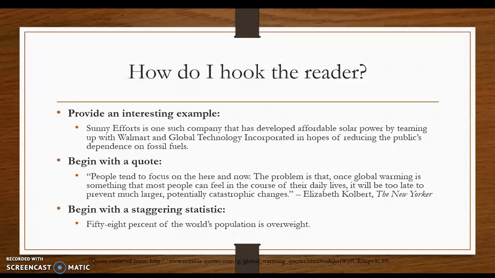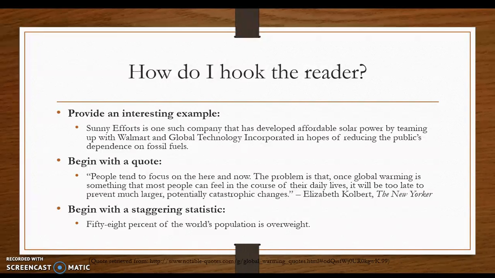So you see here, Sunny Efforts is one such company that has developed affordable solar power by teaming up with Walmart and Global Technology Incorporated in hopes of reducing the public's dependence on fossil fuels. And from the way the sentence starts, "is one such company," you can tell that something in that introduction came before that. So keep in mind, as you're using these examples, that you're looking at the context of these and making sure they make sense.